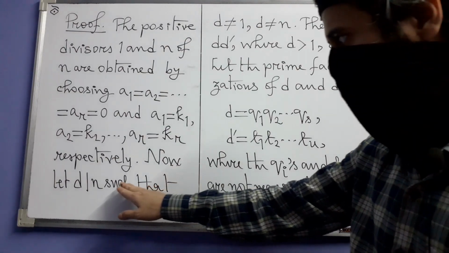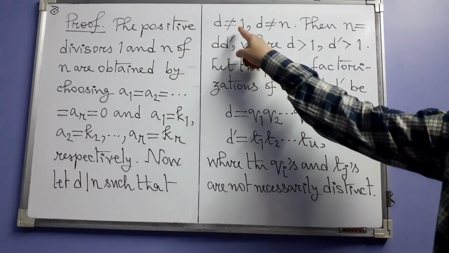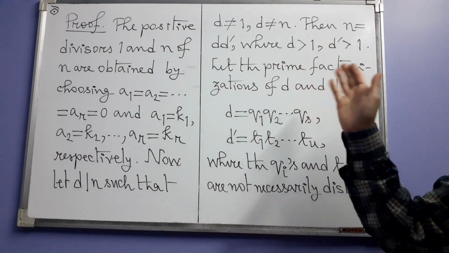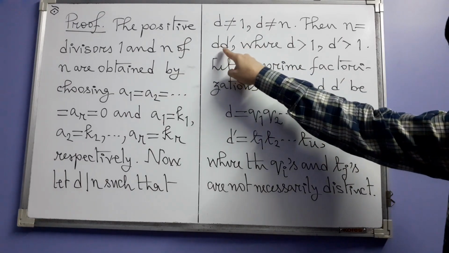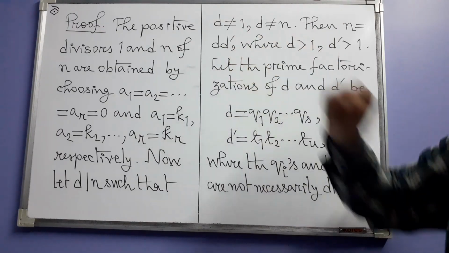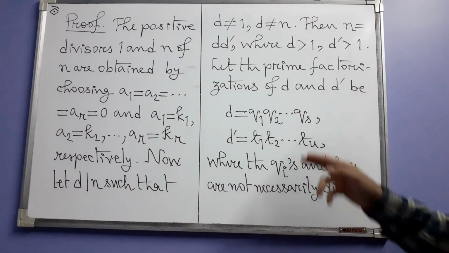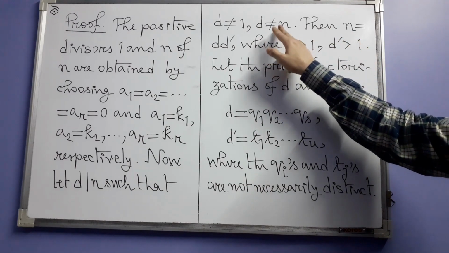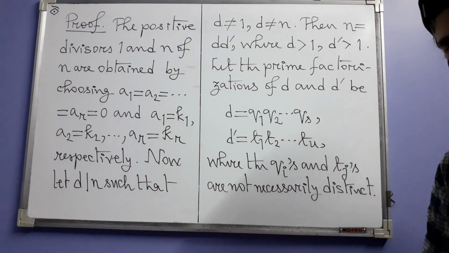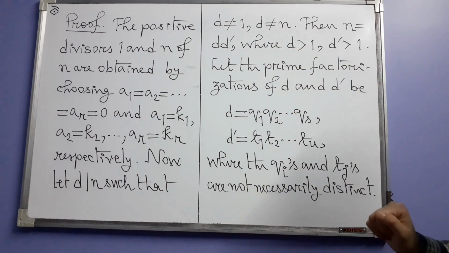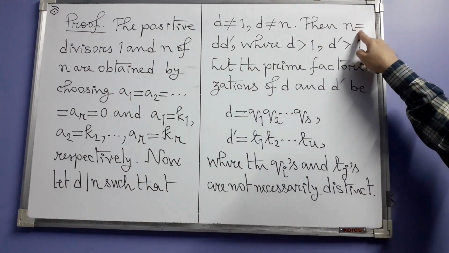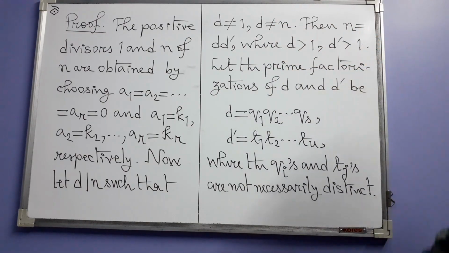Say we consider a positive divisor d of n next, which is neither 1 nor n. Then because d divides n, n is a multiple of d. Say n is d times d prime, where d prime is another integer. Now, d not being equal to 1 means d is greater than 1, and at the same time d is also not equal to n. So this d prime also cannot be equal to 1. Why though? You see, if d prime is equal to 1, then d would be equal to n, which is not the case. So d prime is also greater than 1.